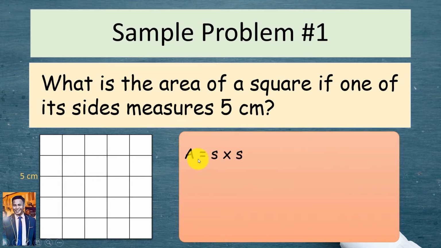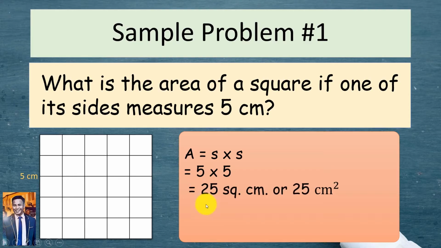Okay? Area is equal to S times S. That is now 5 times 5, and 5 times 5 is equal to 25. Okay, 25 square centimeters. 5 centimeters siya, but naging square centimeters? Kung ano yung binigay na unit sa ating dimensions dito, yun ang gagamitin mo sa square units. You just put the word square, then centimeters. Pwede mo rin gamitin centimeter squared, that is raised to 2. Either way, kung anong gagamitin ninyo, okay lang, pwede yan. And we read that as 25 square centimeters.